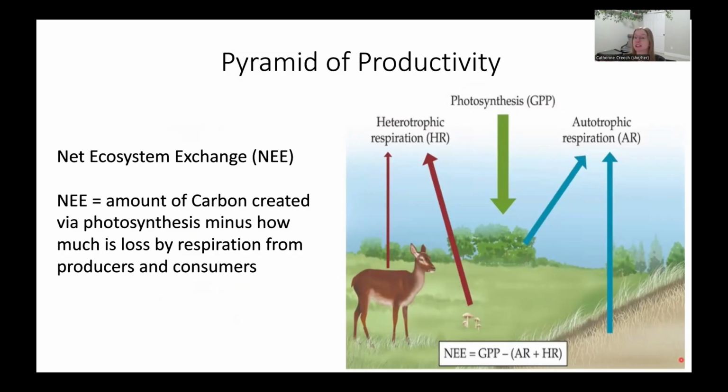So now we're not just thinking about the plants, we're thinking about the organisms that eat the plants. Here we have photosynthesis occurring. So this is sunlight being converted to organic molecules. That's gross primary production. So that's what's happening in the plants. Then we have the plants doing respiration to stay alive. We have all of their little roots doing respiration to stay alive.